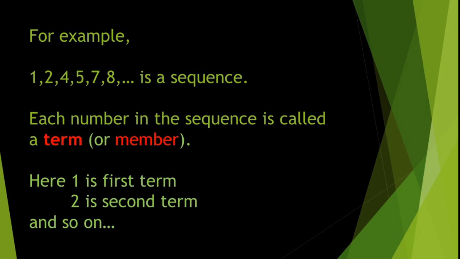Now each number in the sequence is called a term or a member of the sequence. Here 1 is the first member of the sequence, 2 is the second term, 4 is the third, 5 is the fourth, and so on.